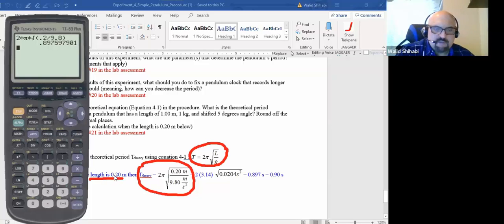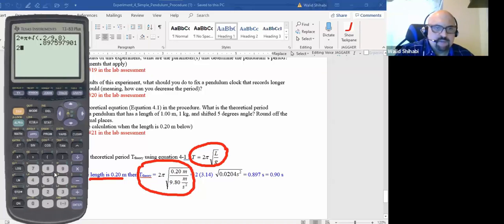Now suppose the second value was 0.3. Suppose the length is 0.3. And that's, by the way, not part of the lab. 0.3 will not be part of the calculation. It goes 0.2, 0.4, 0.6. But let's go with 0.3 here.